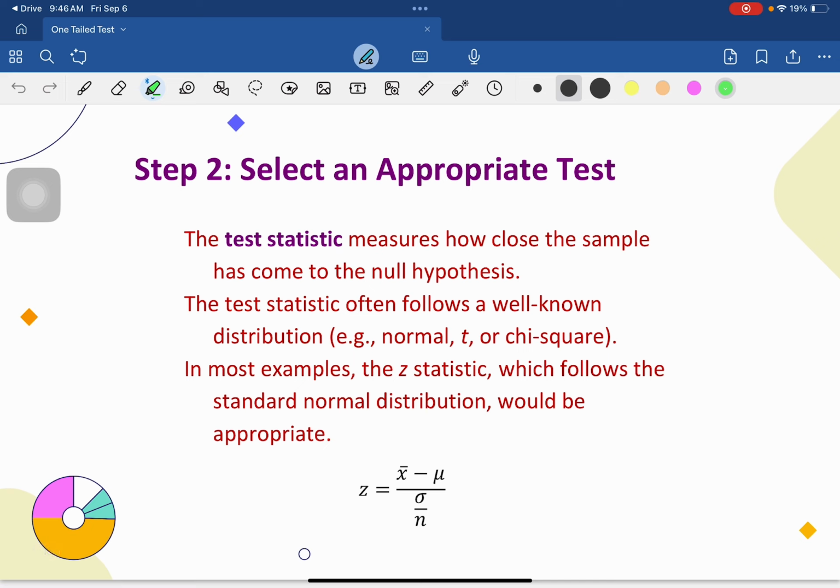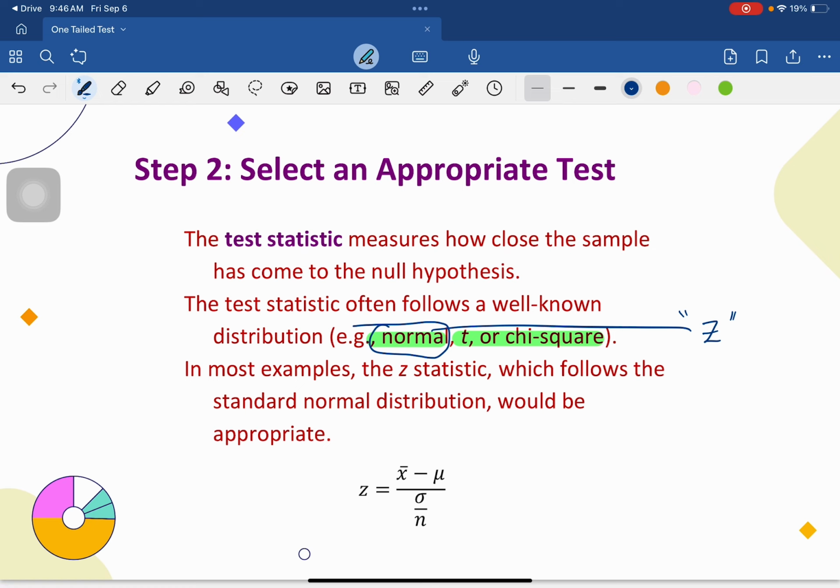Step 2 in doing the one-tailed test is to select an appropriate test. You create a test statistic. There will be different ways on how to get a test statistic or what test statistic to use. In this, we have normal, t, or chi-square. Since our population is just small, we're using the normal distribution. So this is usually our z value. In most examples, the z statistic, which follows the standard normal distribution, will be appropriate.